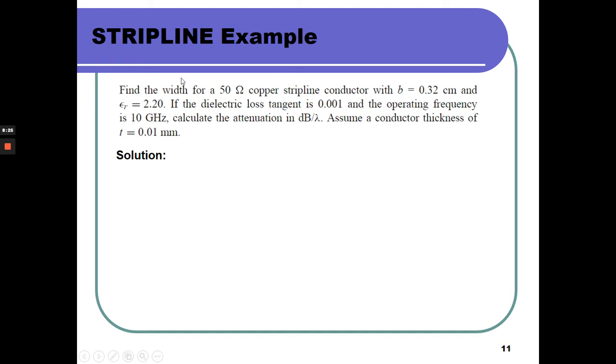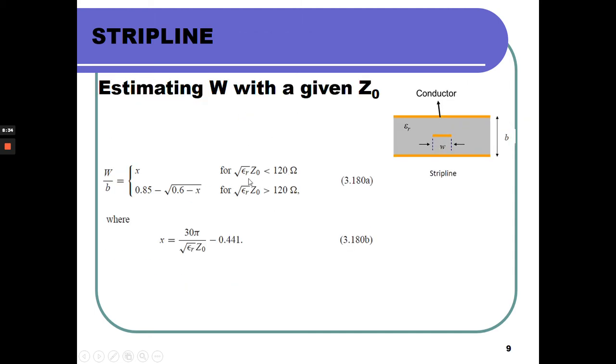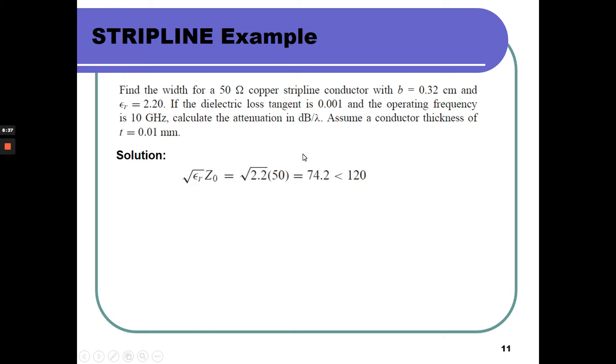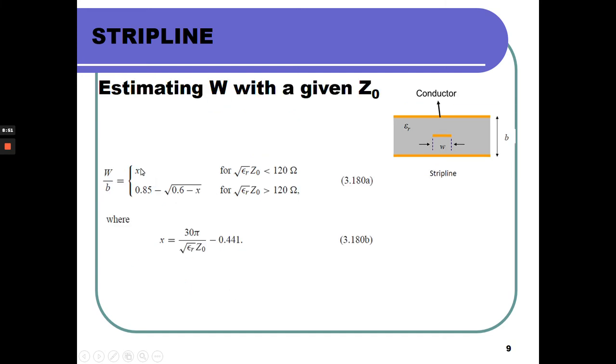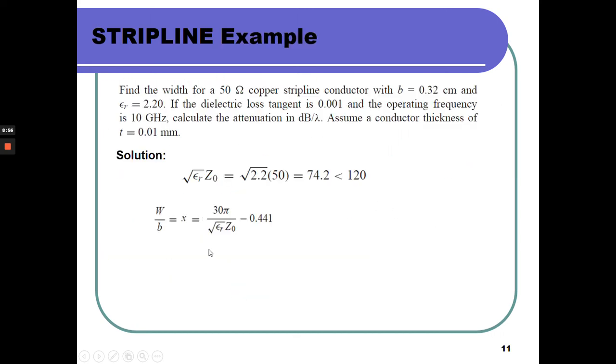Okay, no problem. So our estimation first is the width estimation. We check this first, which one? So we check here, we multiply root ER with Z0. If we multiply this, then we find out it's 74.2, which is less than 120. If it's less than 120, then W by B is equal to X. So X is equal to this, so we're going to find it, and then we find the value of this one, and so on and so forth. W has been estimated already.